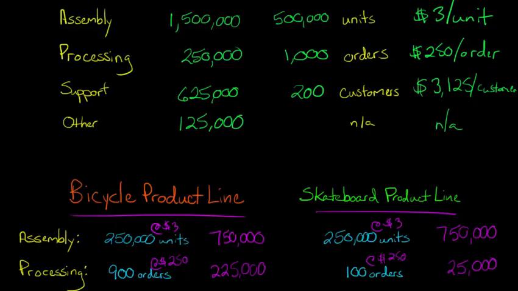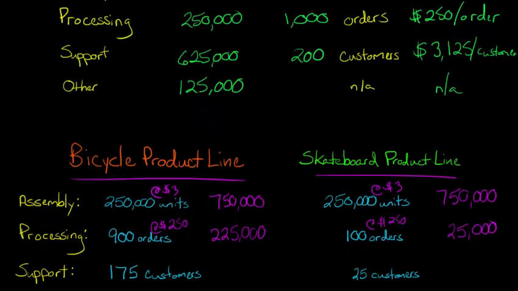Now our third cost pool is the customer support, and we're going to allocate that based on, let's say we have 175 customers. There are 175 bike shops that order our bicycles. And then we have 25 customers for the skateboards. There's 25 skate shops that we sell our skateboards to. And so we're going to allocate the cost based on this $3,125 that we calculated as the activity rate above.